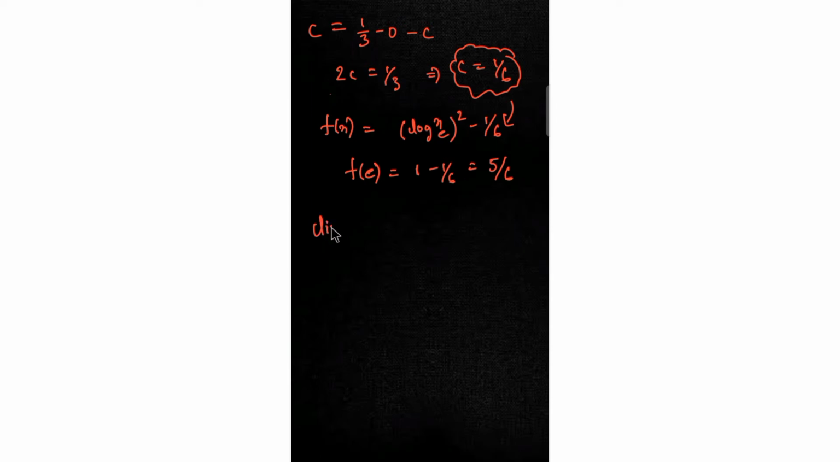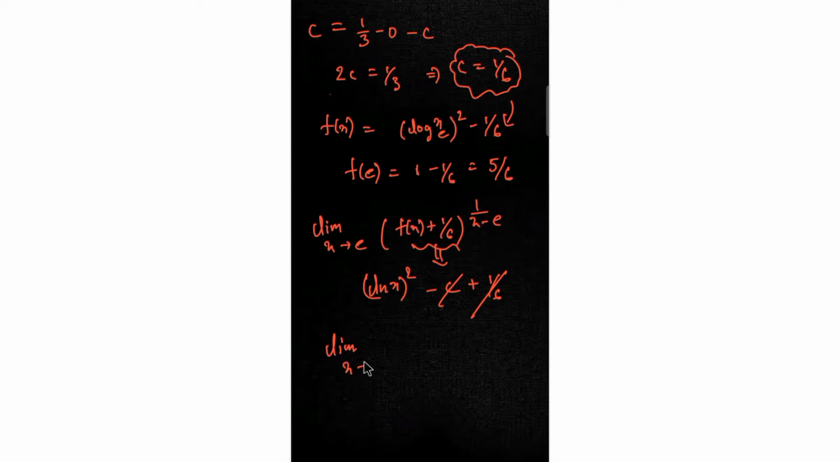Now the limit as x tends to e of (f of x plus 1 by 6) whole power 1 by (x minus e) is the question. What is f of x? f of x is (ln x) whole square minus the integral from 1 to e of f of t by t dt, which I've assumed as c, and here it's plus 1 by 6. Since c is 1 by 6, you can just cancel these both. So finally you just need to evaluate the limit as x tends to e of (ln x) whole square, power 1 by (x minus e). This is the question.